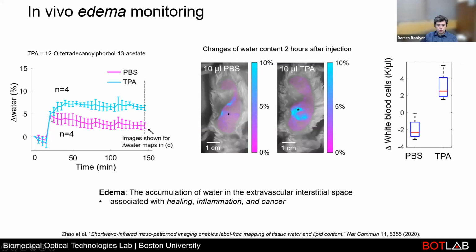You can also look at this longitudinally. So for the mice that were given PBS, there's an increase in water after the injection that then dissipates as that water, or the PBS, is absorbed by the tissue. But in the case of the TPA, that inflammation causes edema, so that amount of moisture increases over time. So this could be useful for measuring a number of diseases in the skin that induce edema and inflammation. And there's really very few ways to quantitatively monitor edema that are available in the literature. So this is one example.